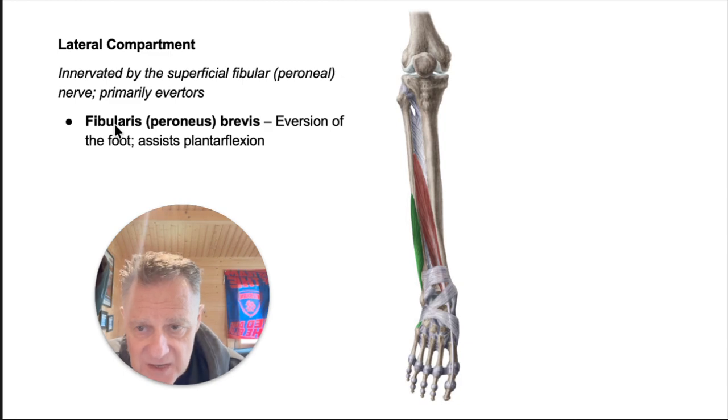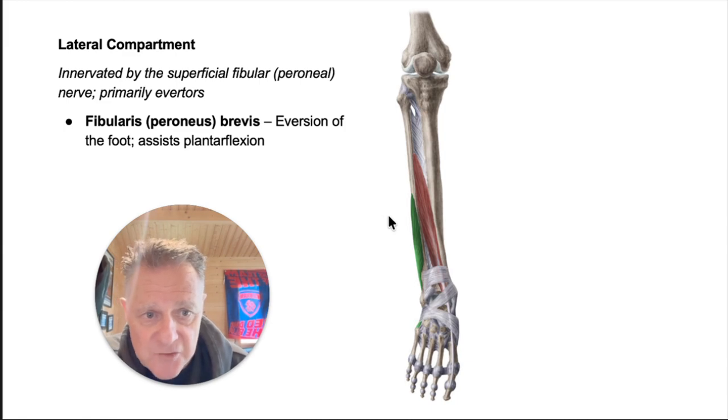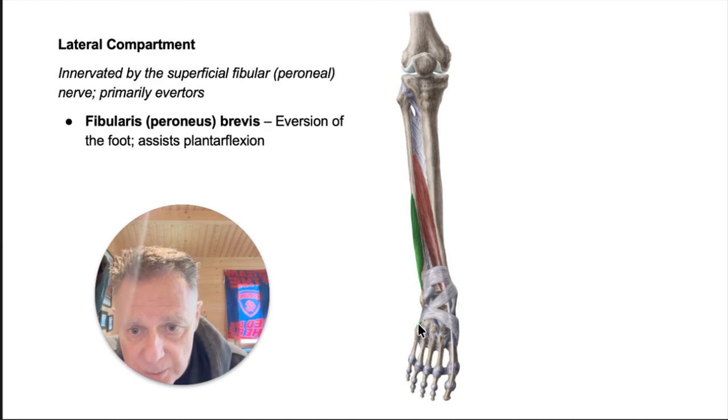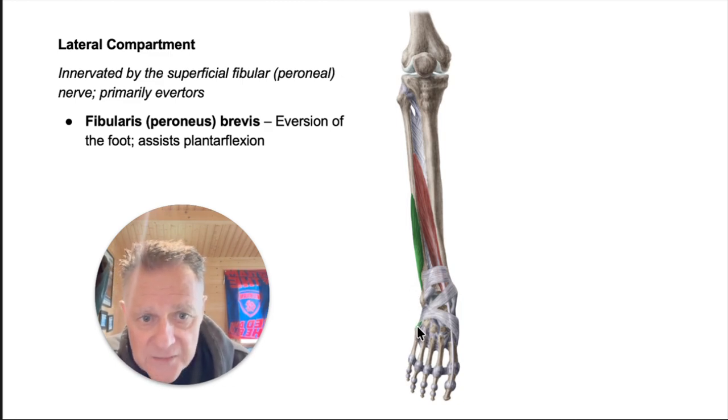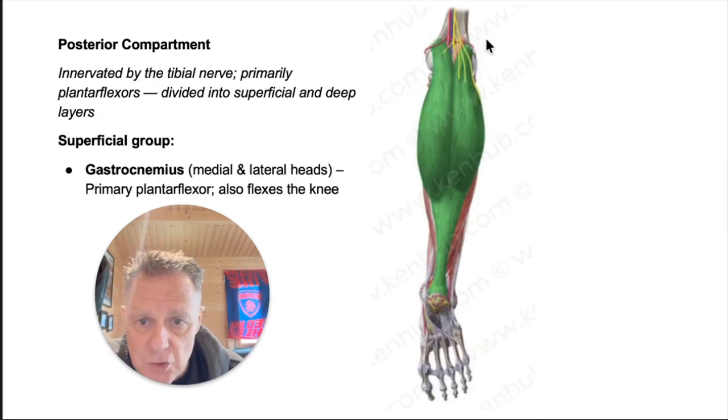And then there's the fibularis brevis or peroneus brevis, which I mentioned before, from the lateral surface of the fibula into the lateral tubercle at the base of the fifth metatarsal. And again, it runs posterior to the lateral malleolus, so it's going to be involved in plantar flexion and eversion of the foot.